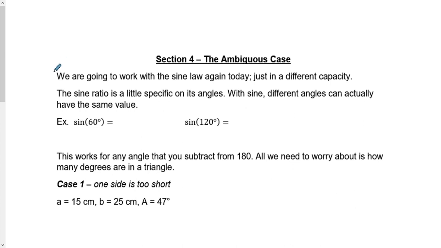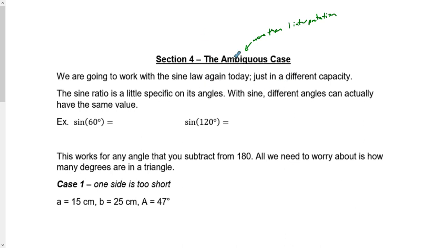And when we talk about the ambiguous case, we're going to talk about the sine law again, just a little bit different. Overall, the definition of ambiguous is that it's open up to more than one interpretation. So in this case, there may be more than one correct answer.